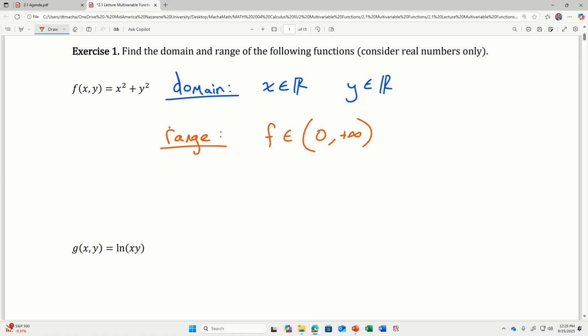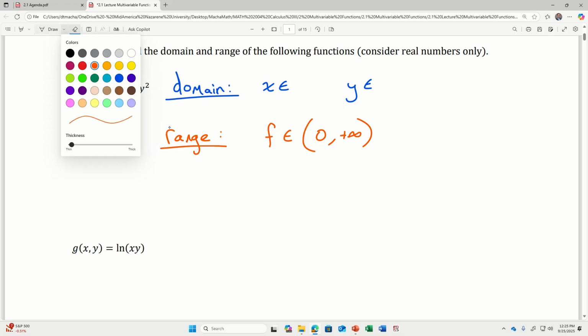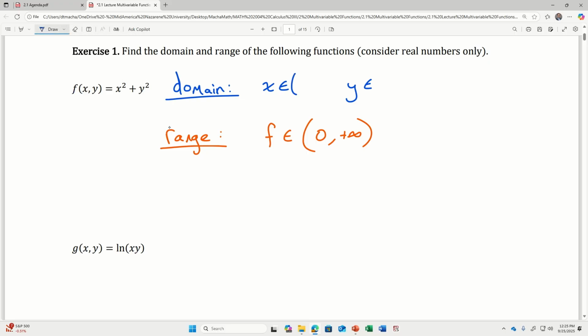And I'm sure, you know, I haven't been around forever, but I'm sure your previous classes showed you that double struck R notation. But I could have written it like this, I guess. An interval from negative infinity to positive infinity.